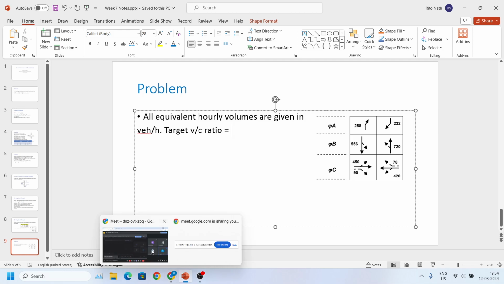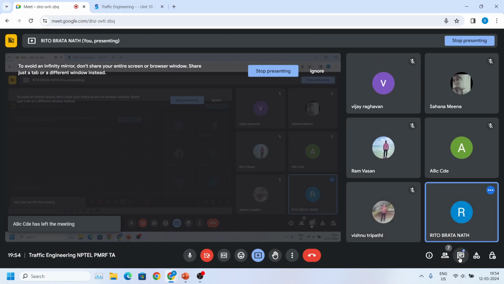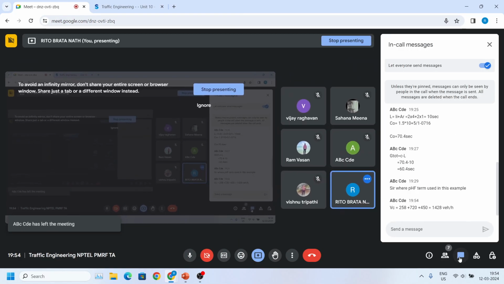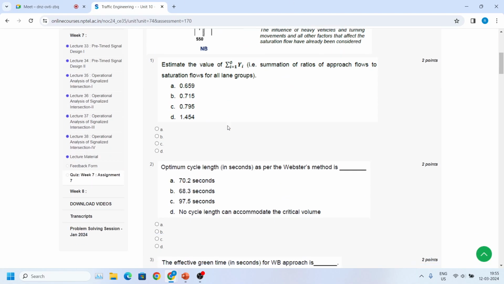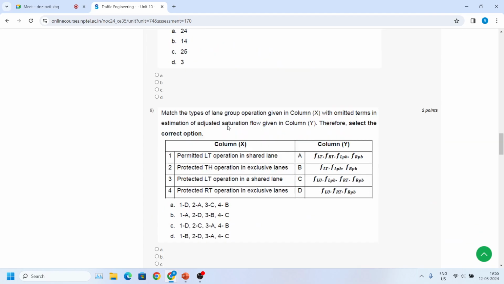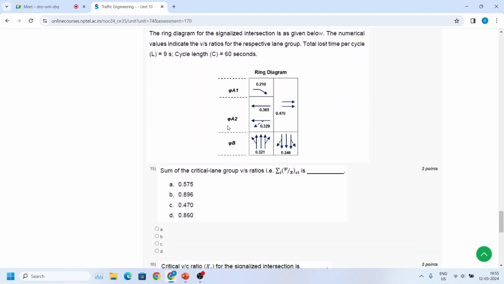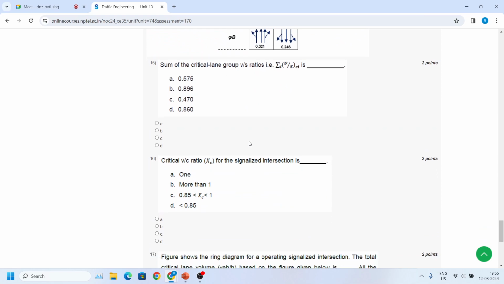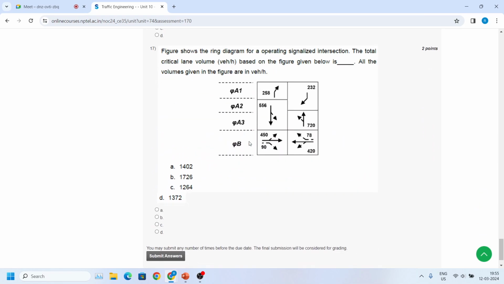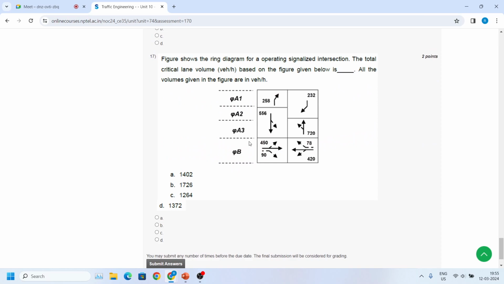Okay, so let's see. Okay, I think we have answered the first question. Is it something related to the assignment? Let me check. Okay, so in the assignment, the data is, I think, different. So that's good. But anyway, I think it comes to be, yeah, sorry, this one. It's something different, but it asks the same thing, critical lane volume, right?